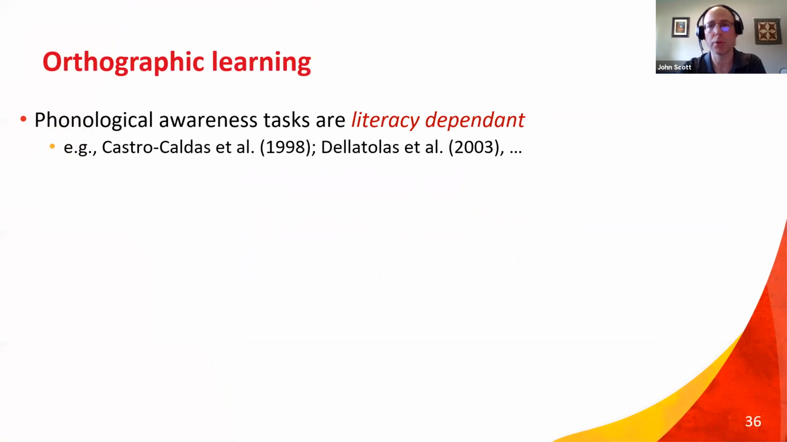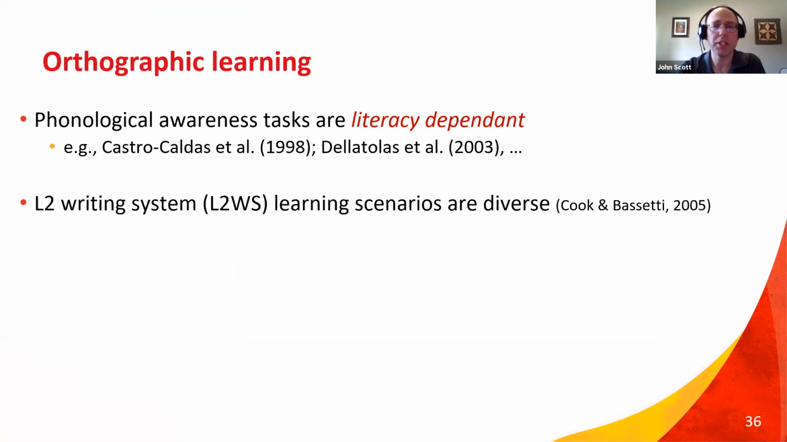So when we're dealing with orthographic learning, because most of us are dealing with literate learners who are adults or at least literate children, we have to keep in mind that phonological awareness is also dependent on what literacies students bring to the table. If they are illiterate versus literate, they have different cognitive effects on how they deal with speech sounds. And we can also deal with the fact that writing systems, the learning scenarios, are quite diverse.